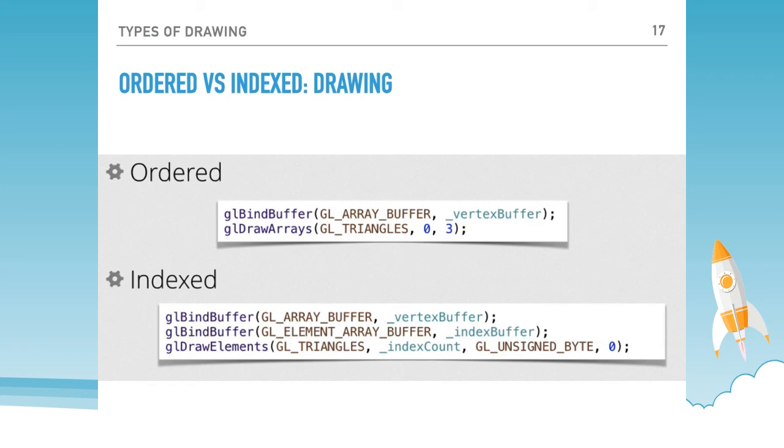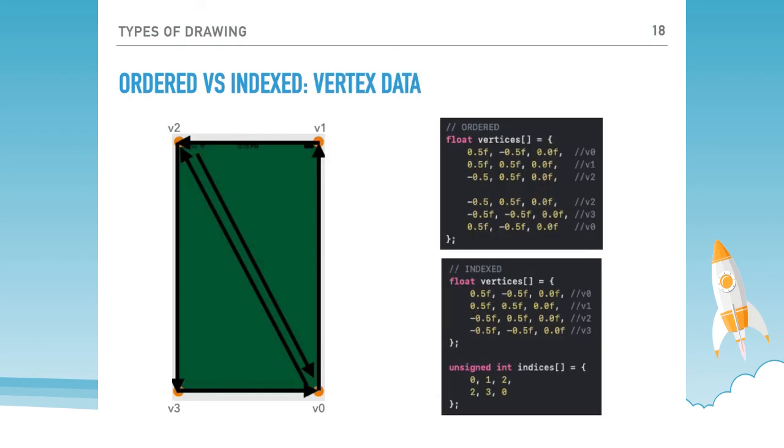You pass in the number of indices, the data type you use for each index, and the starting point. Then it uses the index buffer to look up the triangles drawn from the vertex buffer. So I hope you can differentiate between the order drawing and the index drawing.